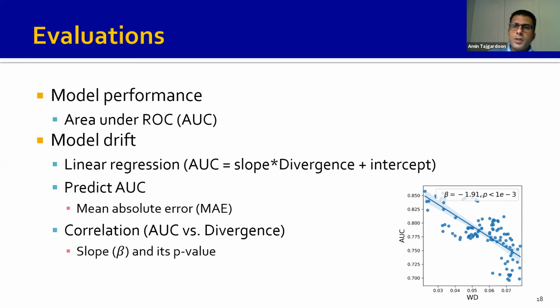For evaluations, we used area under the ROC curve to measure model performance on test data sets. To predict model performance, we used linear regression between the AUC and divergence values. We performed 10-fold cross-validations and reported the mean absolute errors. We also used the regression slopes and their p-values as correlation measures.